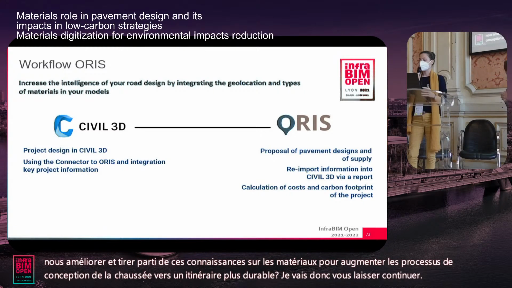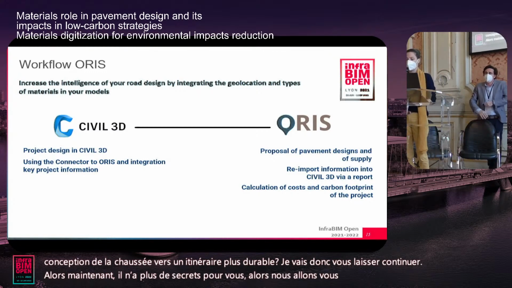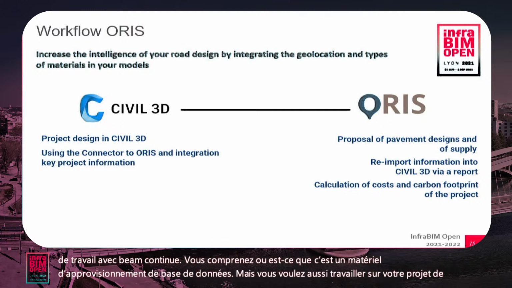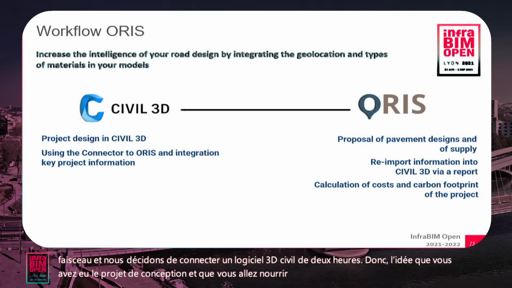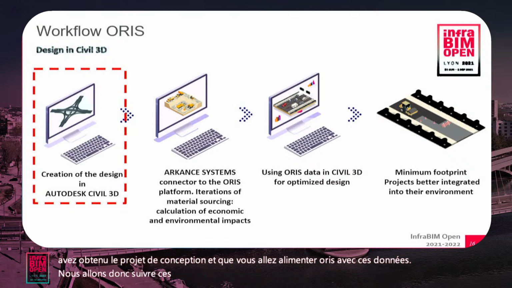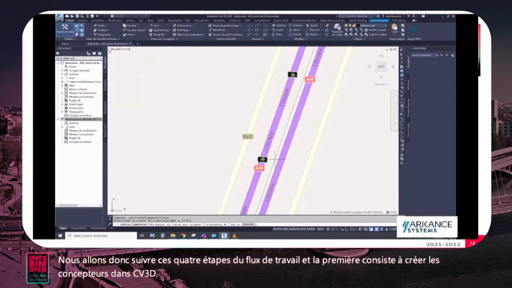So now ORIS doesn't have any more secrets for you, so we will explain how the workflow with BIM continues. You understand ORIS is a database sourcing material, but you also want to work on your BIM project, and we decided to connect Civil 3D software to ORIS. So the idea is that you get a design project, and you will feed ORIS with this data. So we will follow this 4-step workflow, and the first one is to create the design in Civil 3D.